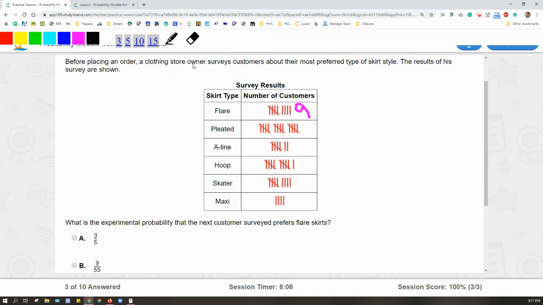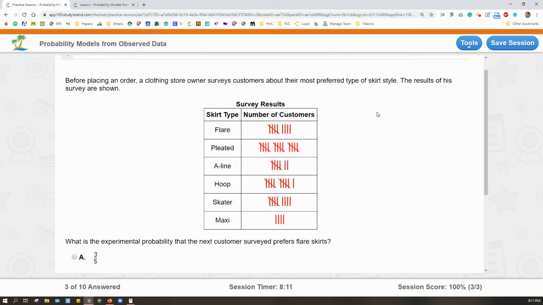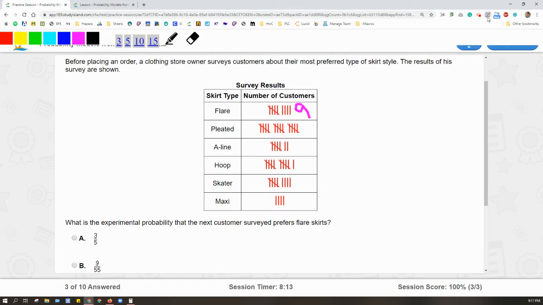How many customers did we have in this problem? It doesn't say. It doesn't tell us exactly. So what we have to do is go through these and add them all up. So we've got 9 flare skirts. How many pleated skirts? 5, 10, 15. That's 3 groups of 5. So 15 right there. How many A-line skirts? 7. How many hoop skirts? 5, 10, 11. 11 right there. How many skater skirts? 9 also right there. And how many maxi skirts? 4.